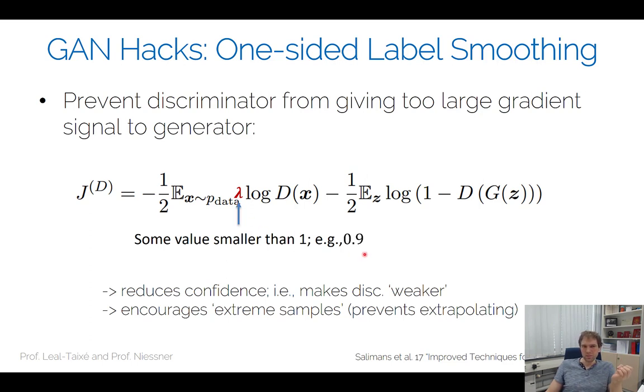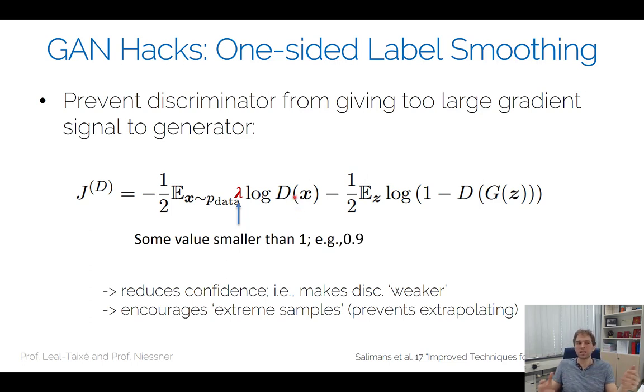This encourages a bit more extreme samples, which is good. It doesn't always try to be on the safe side, so it makes this part a little bit weaker and reduces the confidence of the discriminator, which is good. Obviously, the score functions you're getting now for the real images will just be a little bit lower. That's all you're doing here.